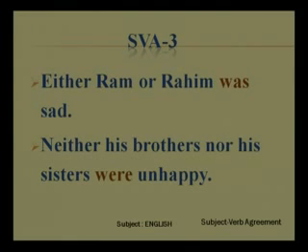You can see in the first sentence, we are talking about Ram and Rahim both. But we actually are talking about one person, whether it is Ram, whether it is Rahim, and that's why we have used the word was. Was indicates singular verb. In the second sentence, neither his brothers nor his sisters were unhappy. His brothers is plural, his sisters is also plural. So if two plurals are used with neither nor, it would take plural verb.